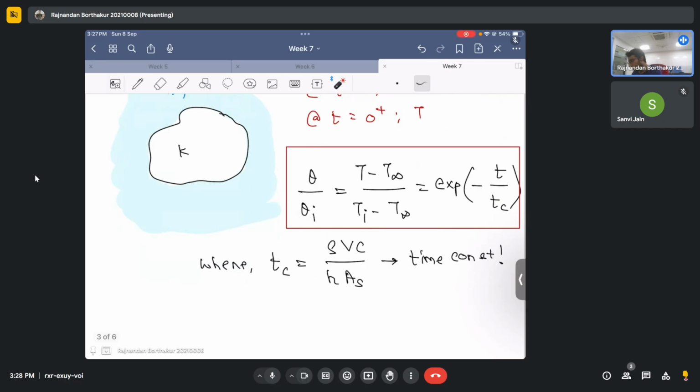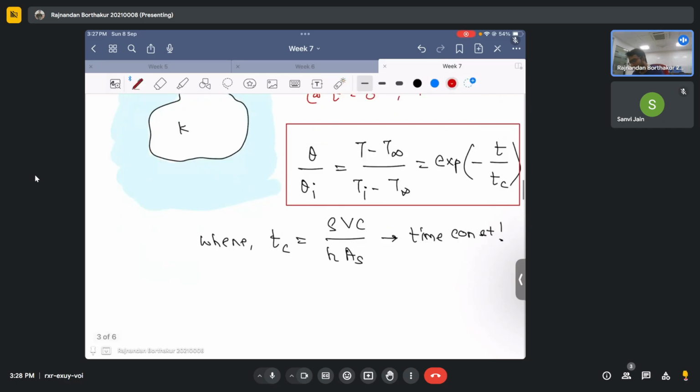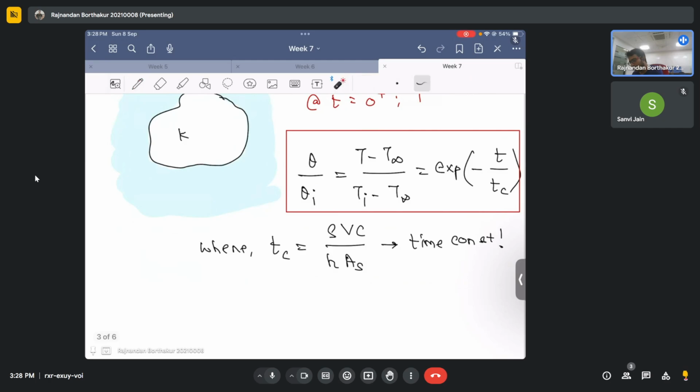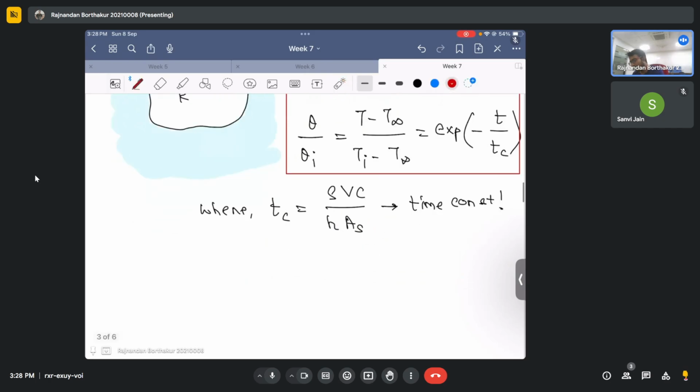All right. So as I said, your expression is basically this. You just need to apply this expression, where this tc is known as the time constant. This time constant is a function of many properties. It's a function of the density of the material, of its volume, and of the heat capacity divided by h times As. Now, can you tell me what this ratio of V by As is called?